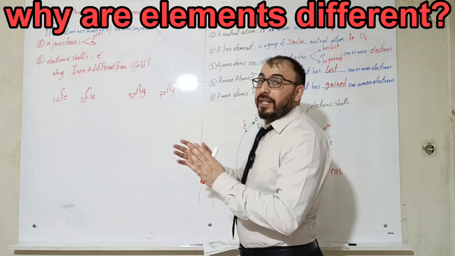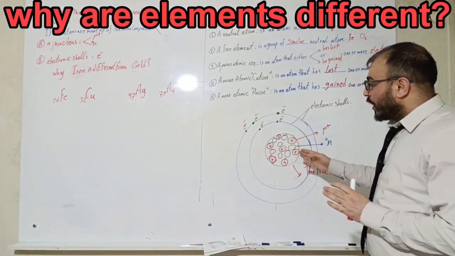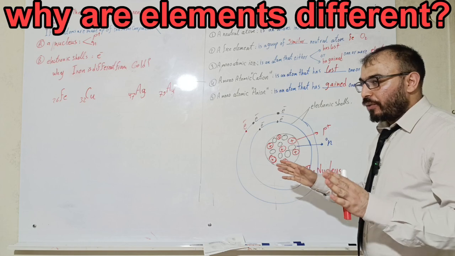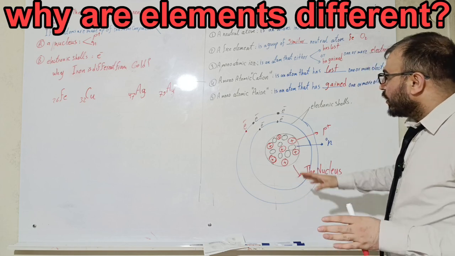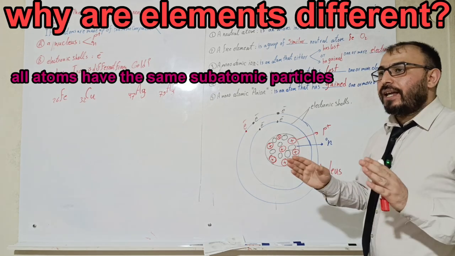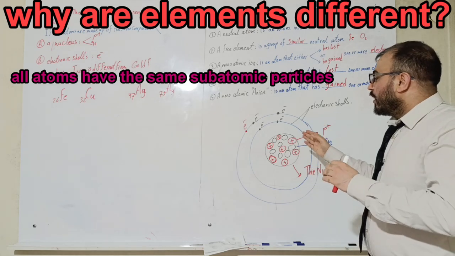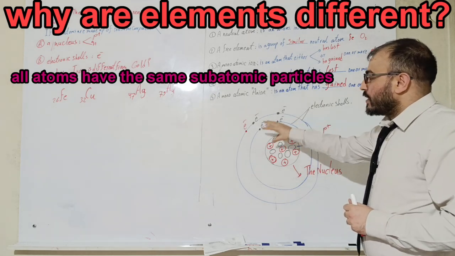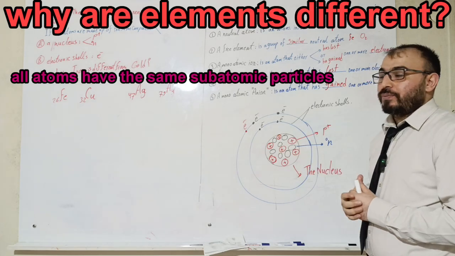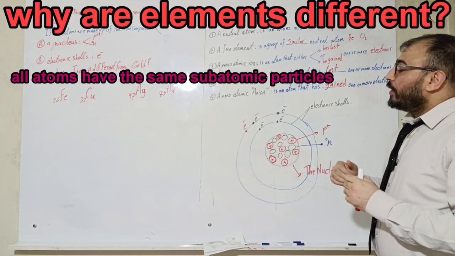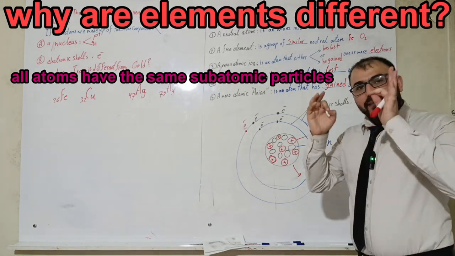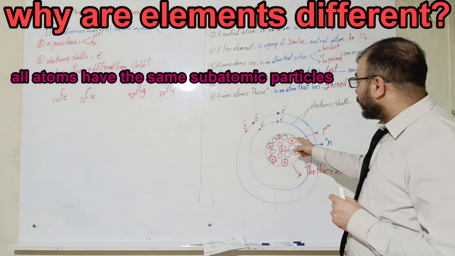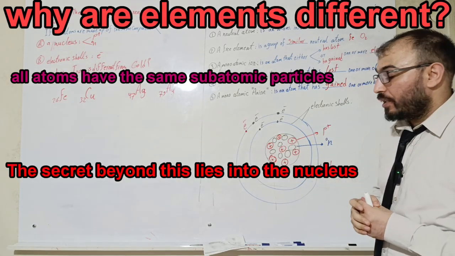Well, the answer is like this. If you bring any atom in the world, no matter where you get it from, you're going to see that it is made up of the same parts, the same subparticles, so no problems. Here, my friends, there is a secret. The secret lies in the number of protons inside the nucleus.